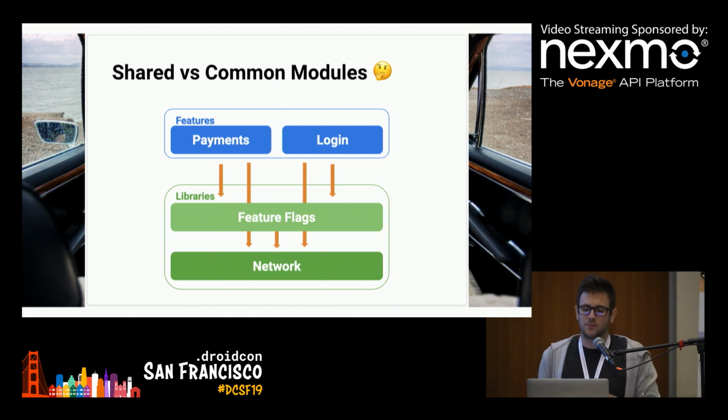So basically, when it comes to libraries, it's fine to add a one-way dependency when it makes sense. You always have to think of shared modules versus common modules. A shared module would be something that is only used by a set of features, and a common module would be something that most of the apps need. For example, network, cache, or analytics would be common modules, and feature flags would be a good example of a shared module.